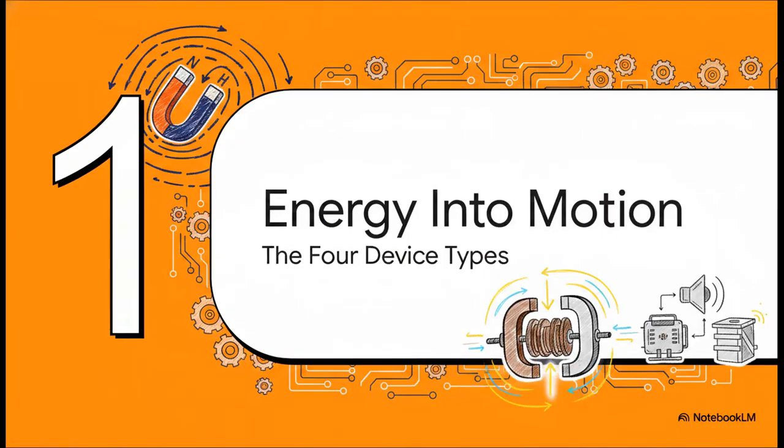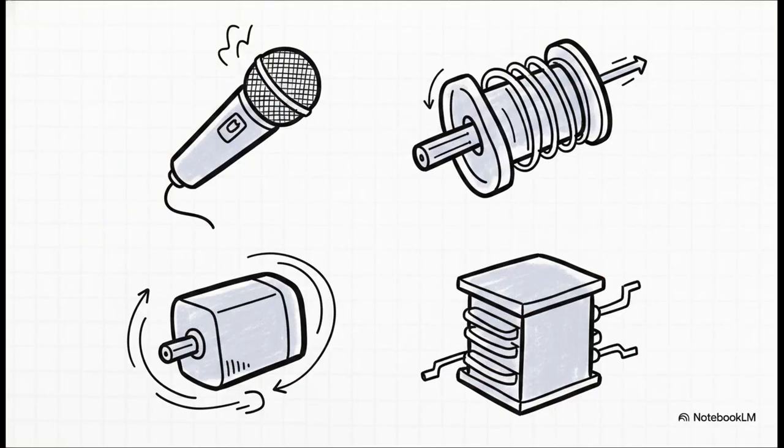Okay, Section 1, Translating Energy into Motion, and the 4 device types. The big takeaway here is that whether it's a super delicate microphone transducer or a giant continuous generator, that magnetic field is your essential middleman. Engineers generally group these into 4 main types. Type 1 devices are transducers. Think microphones or sensors. These need high linearity because they're dealing with really tiny, delicate signals.